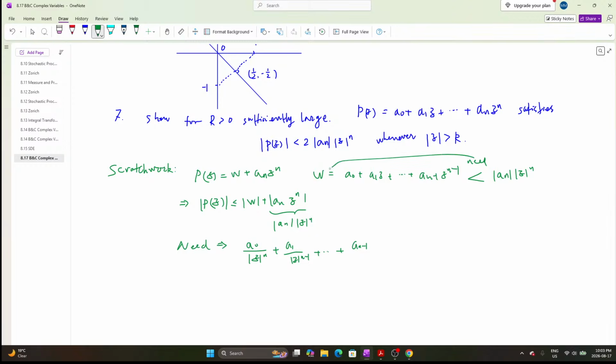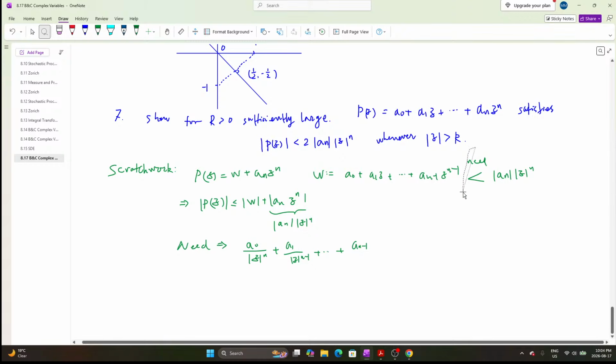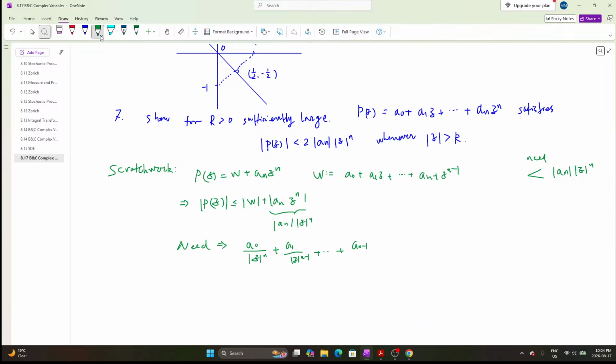Because what I just wrote here doesn't make sense, since you can't compare non-real complex numbers. So w is defined this way. We need w modulus to be less than that. You can compare moduli, that's no problem, because it's just comparing two real numbers, but you can't compare complex numbers.